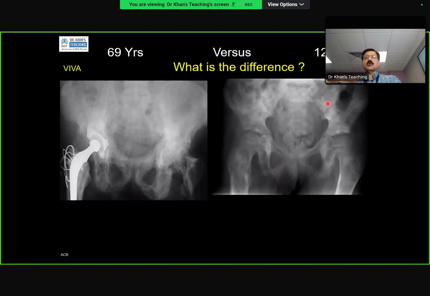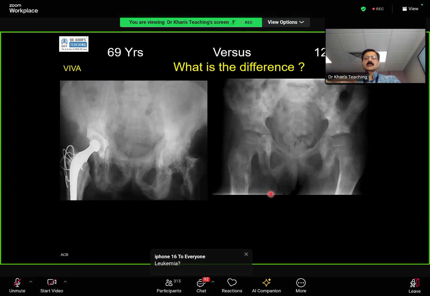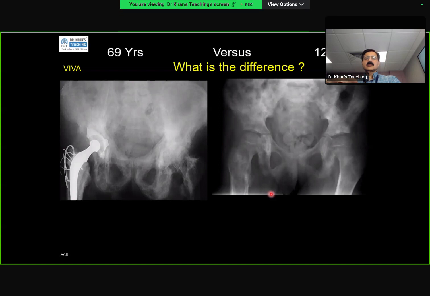I also want you to develop your eyes to differentiate this versus this. Candidate 6. This is a 12-year-old. This is a 69-year-old. This is Paget's disease. What is this? On this 12-year-old's frontal pelvic radiograph, I can see patchy areas of sclerosis involving the pelvis bone, and also lucency and cortical destruction involving the right femur bone.